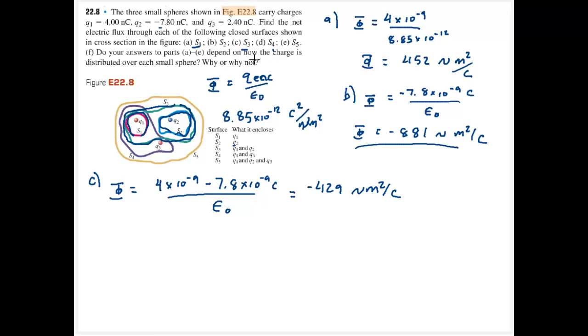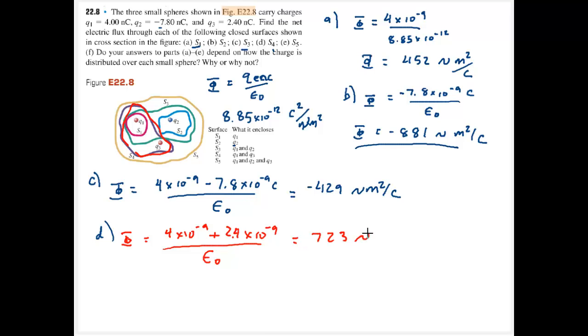Part D, we're looking at surface number 4. Surface number 4 is, erase these guys to see it a little better, this purple guy right here, and it has Q1 and Q3 enclosed. So the flux is going to be Q1, 4 times 10 to the negative 9th, plus Q3, which is going to be 2.4 times 10 to the negative 9th coulombs, divided by epsilon naught. And we're going to get 723 newtons meters squared per coulomb.